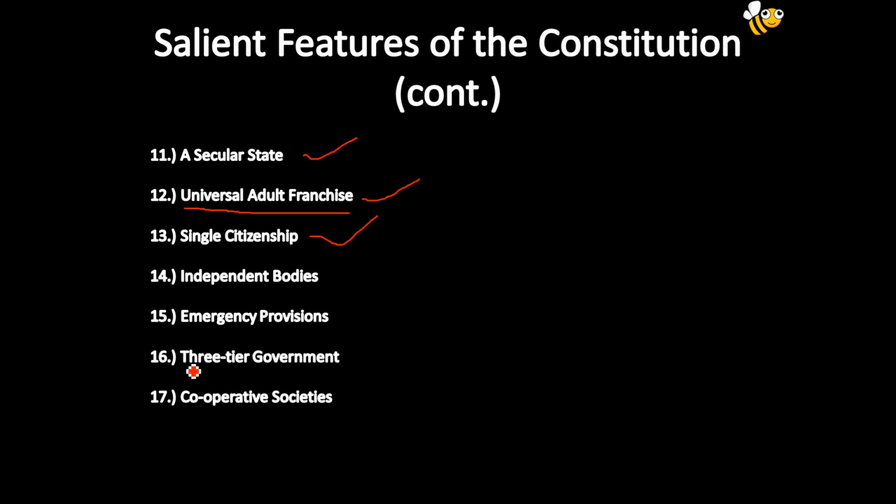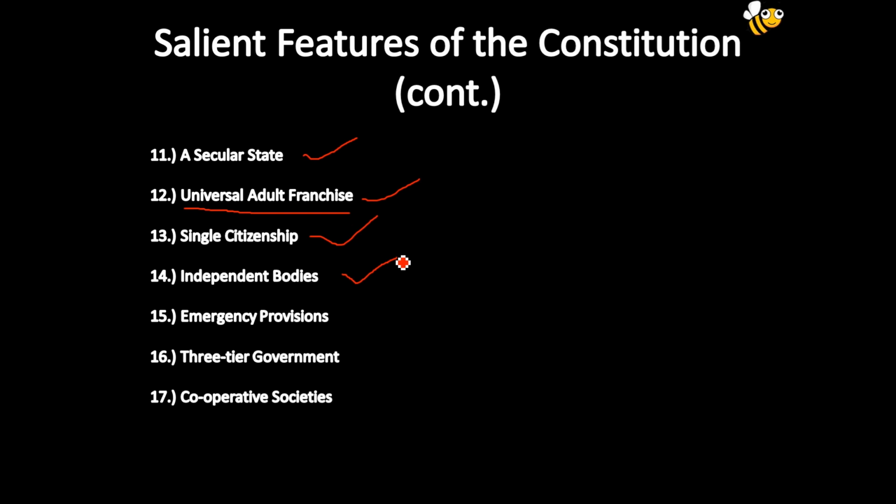Now the next point is the independent bodies. Our constitution has provided different bodies which are very much independent in their working. The first is the EC, that is the Election Commission, and the work of the Election Commission is to provide free and fair elections. Second is the CAG office, that is the Comptroller and Auditor General of India, and the work of that office is to provide the audit of the accounts of the central and the state governments.